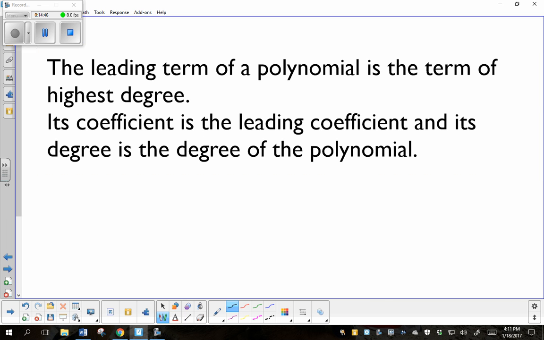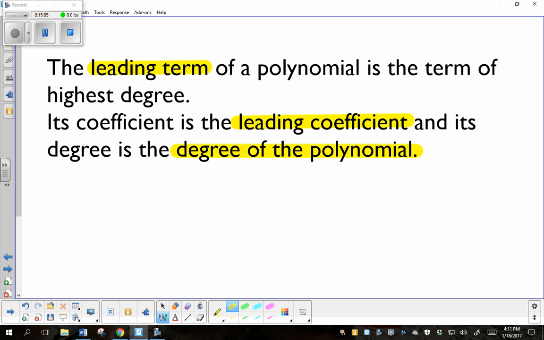So the vocab words are leading term. We're going to have to figure out what the leading term is. And then when you find the leading term, its coefficient is the leading coefficient, and its degree is considered the degree of the whole polynomial.